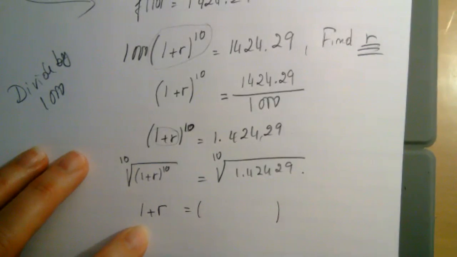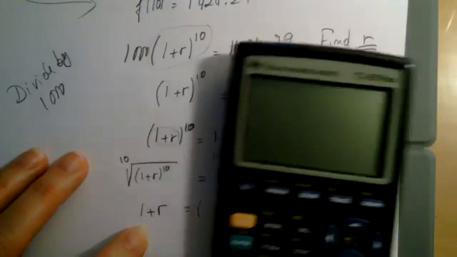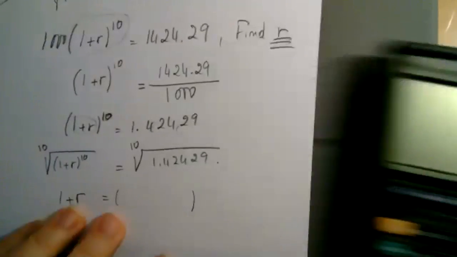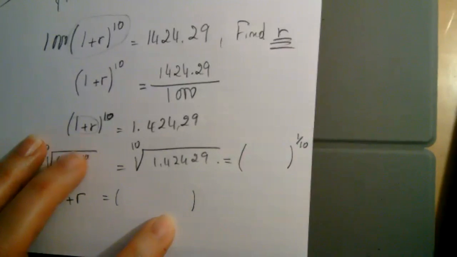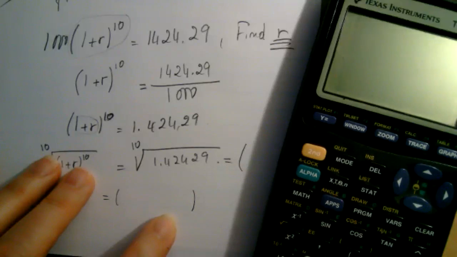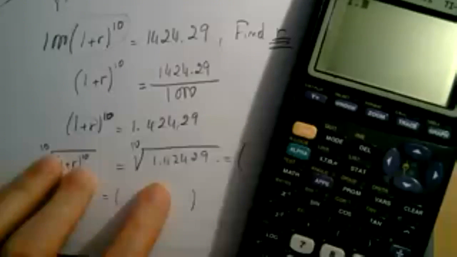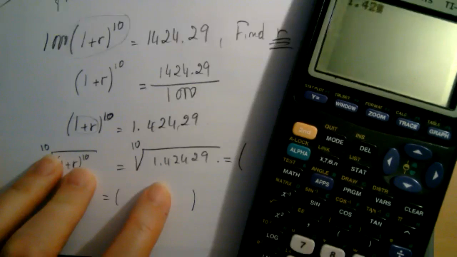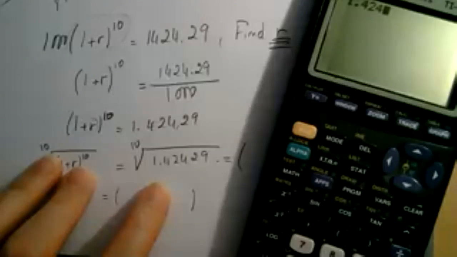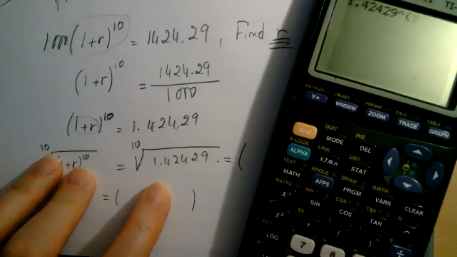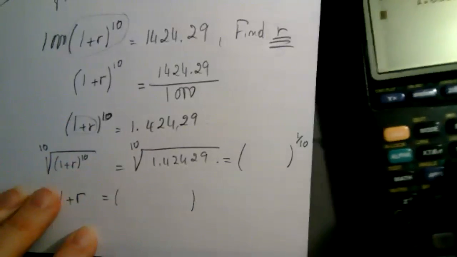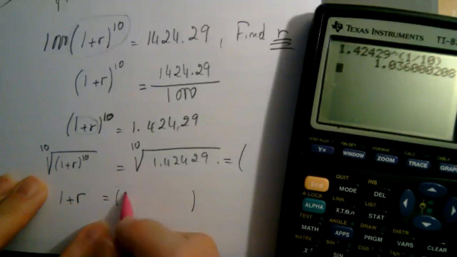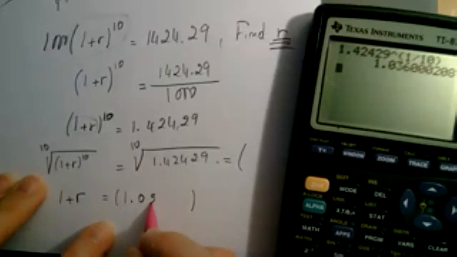And what's the root of that? Only the calculator can figure this out for me. So how do you find something to the 10th root? It means you take it to the power 1 over 10, or you use something that your calculator has. So this is going to give me 1.42429 to the power parenthesis 1 over 10. I don't know if you guys get the same thing. I'm getting 1.03600. Yeah, I got the same thing.